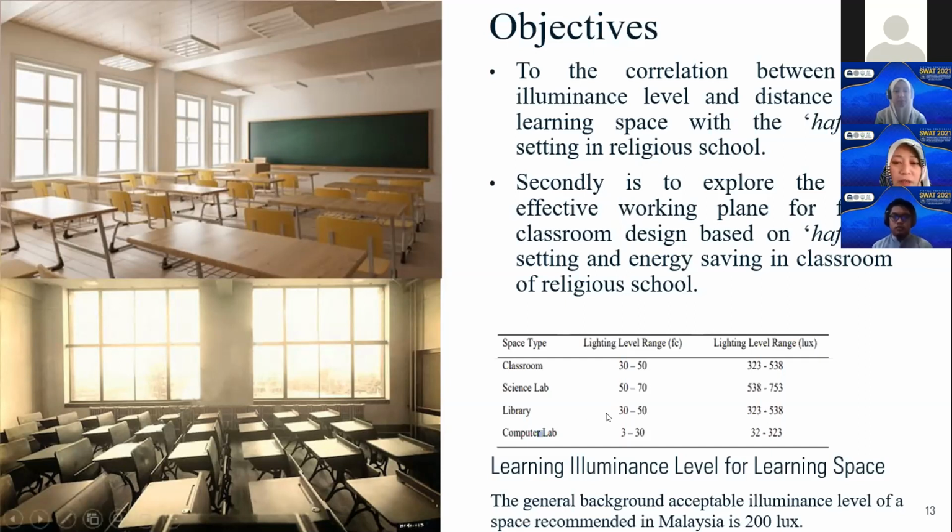So as we can foresee, the table shows the learning illuminance level for a learning space, where we shall get about 300 to 400 lux. And for a classroom, the lighting level is about 300 to 538 lux. This is the maximum efficiency for people to do reading tasks. The space recommended in simulation is normally around 200 lux.